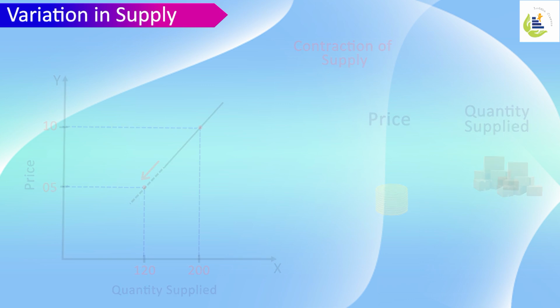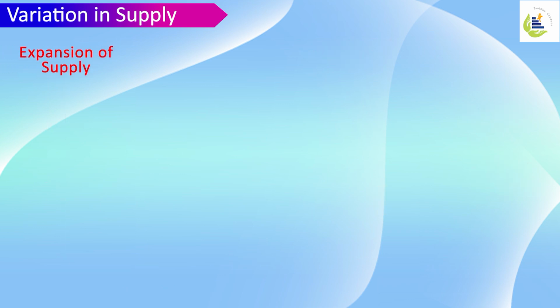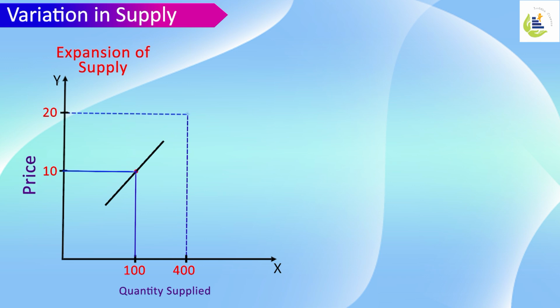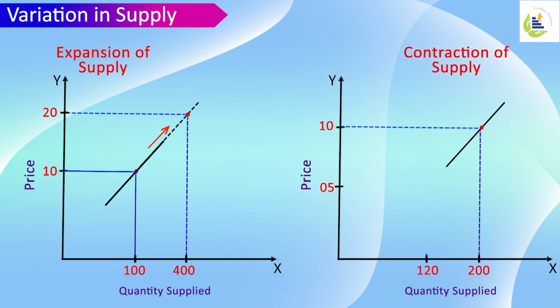So in variation of supply, what do we see? Elongation or expansion of supply due to price only, where the supply increases along the supply curve. In case of contraction or reduction of supply, there is a reduction in supply along the supply curve due to price only. So in case of variation in supply, the only parameter which changes the supply is price, and other parameters remain constant.